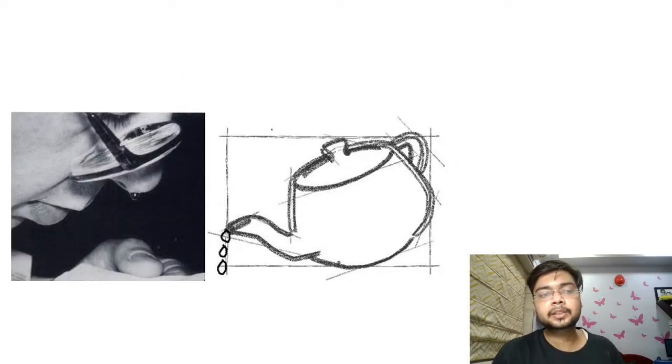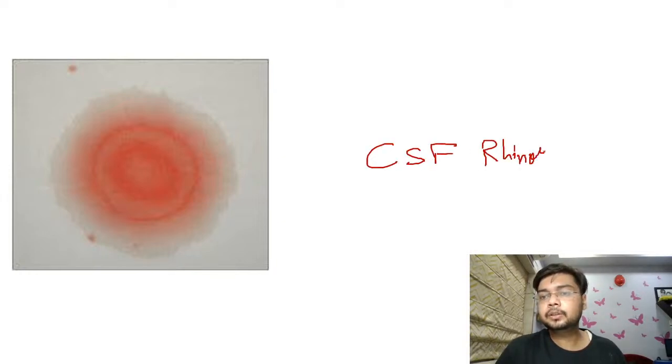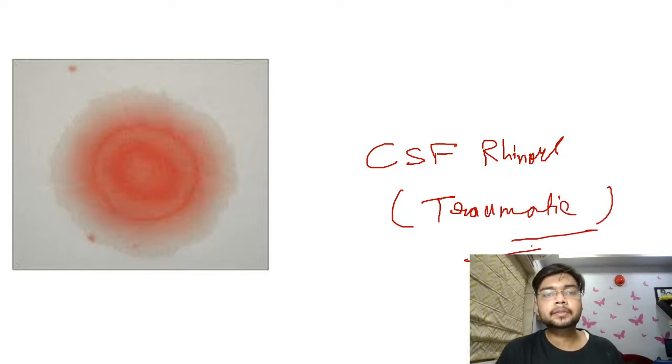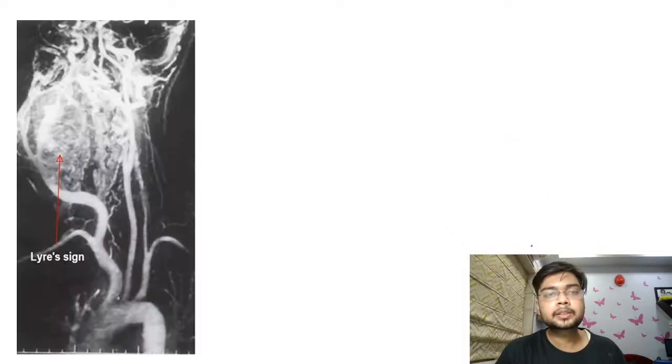This is a teapot sign where you can see CSF leaking down. So this is a free flow of fluid like CSF, a teapot sign, which is seen in CSF rhinorrhea. This is a target sign, again seen in CSF rhinorrhea, but not a normal CSF rhinorrhea, in traumatic CSF rhinorrhea where some fracture has occurred and you are getting blood mixed with CSF.